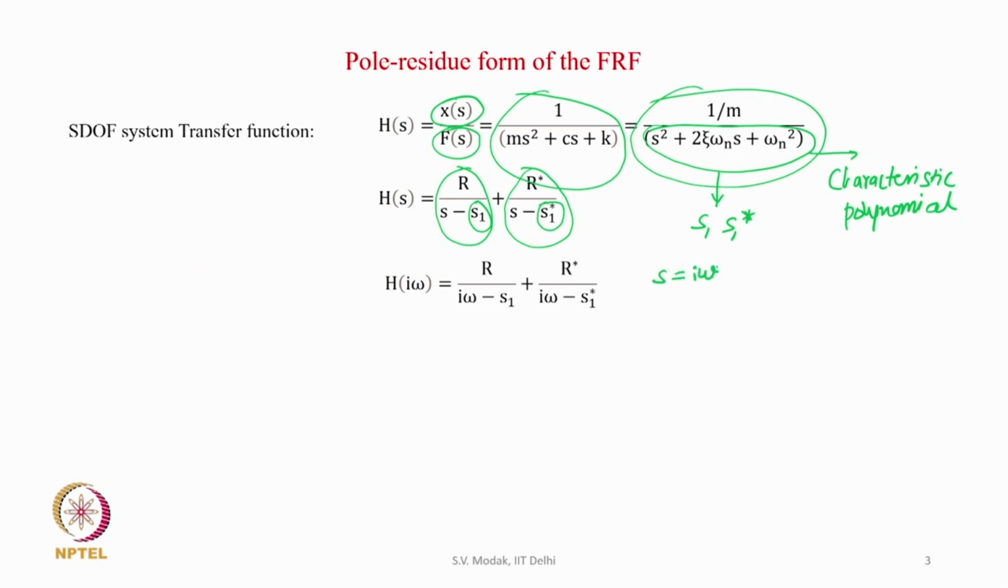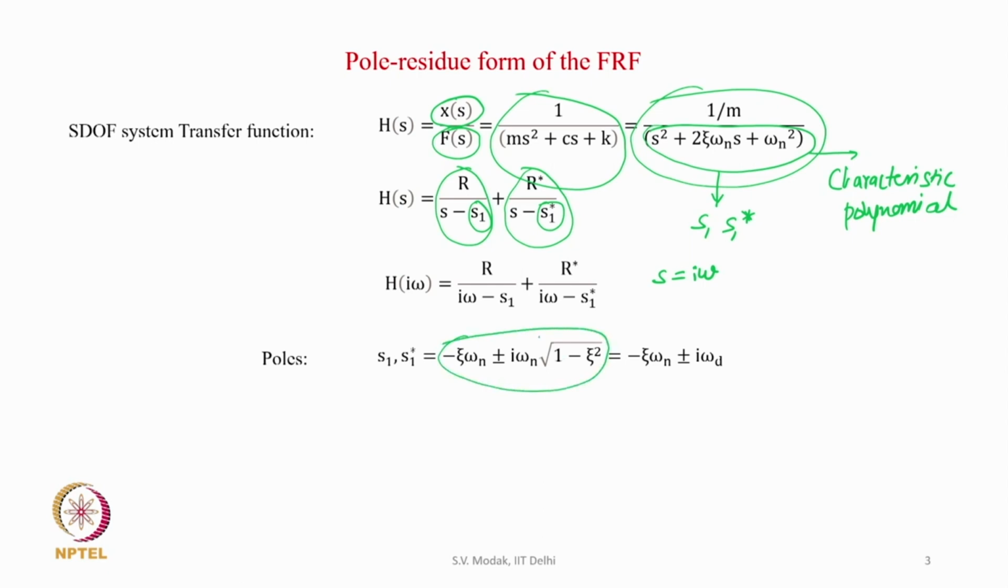So if you assume the complex variable s to be a purely imaginary number, then we can substitute s equal to i omega, and then the expression we get is the expression for the FRF of the system, the frequency response function. So, for an underdamped system, the values of s1 and s1 star are called the poles, and they are given by minus zeta omega n plus minus i omega n under root of 1 minus zeta square.